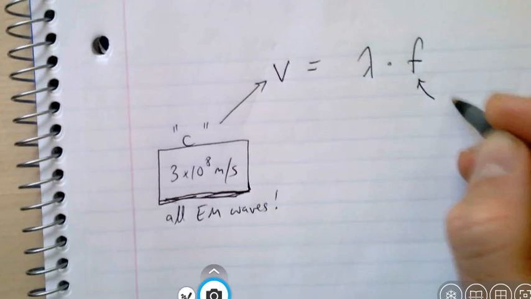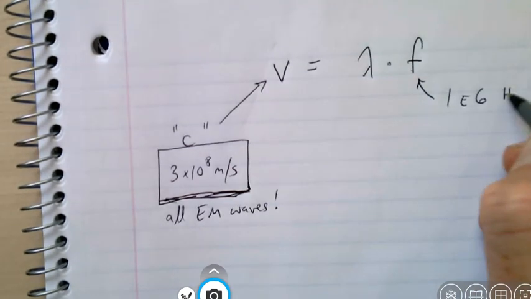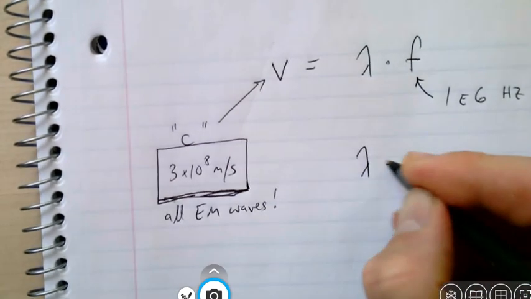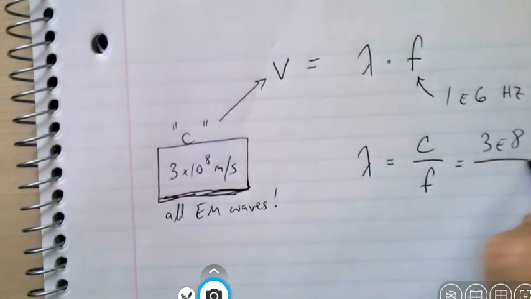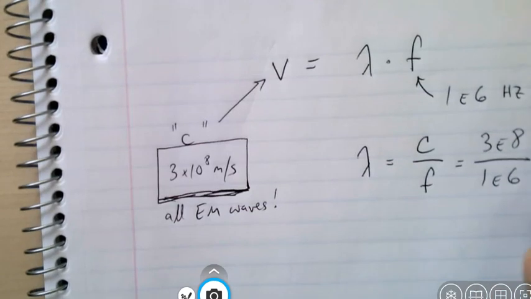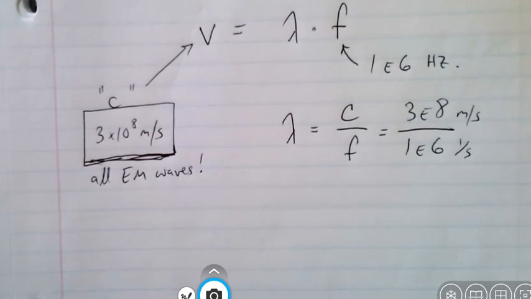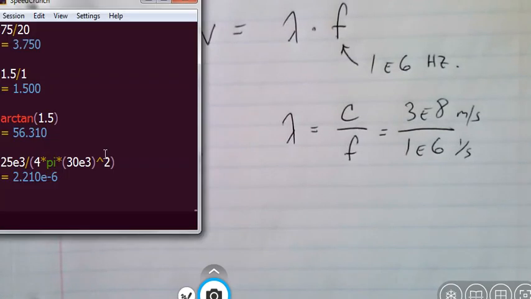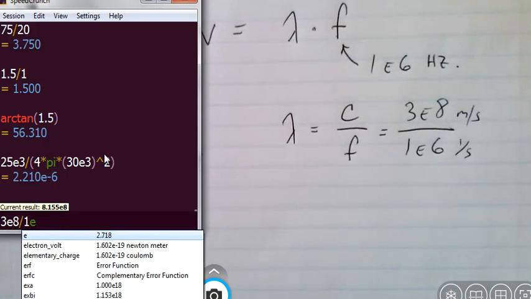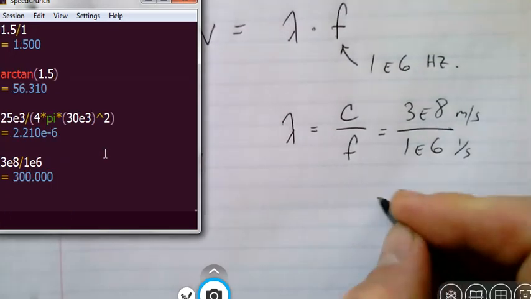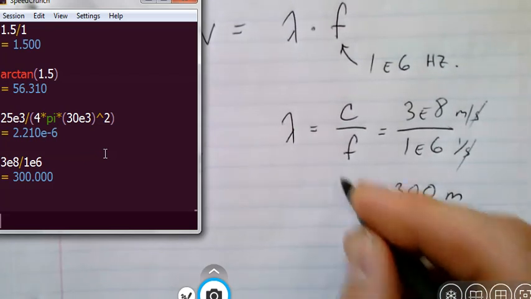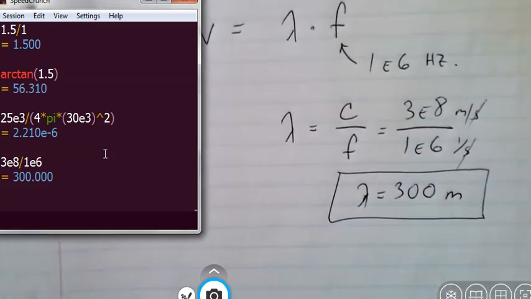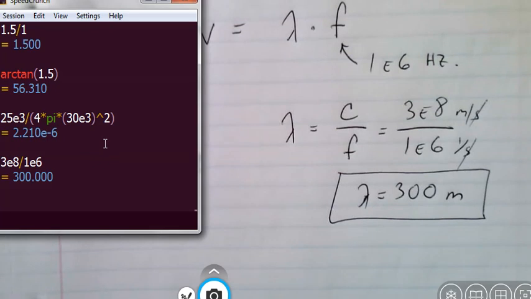The frequency here was given as 1 megahertz. That's 1 times 10 to the 6 hertz. So therefore, we can solve for lambda, which is going to be c divided by f. So 3 times 10 to the 8th divided by 1 times 10 to the 6th. This is meters per second, and this is hertz, or in other words, 1 over seconds. So when I put in these numbers, our number here is 300, and our units, 1 over seconds, cancel out, and our lambda is equal to 300 meters. So this is our wavelength in this case.